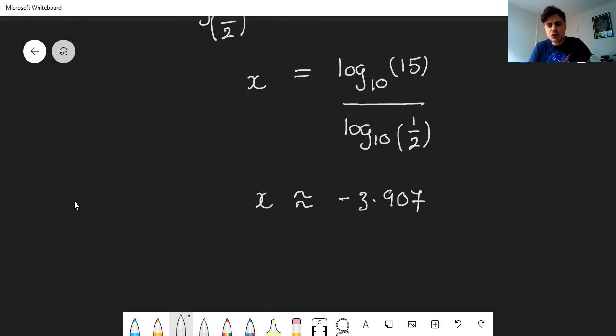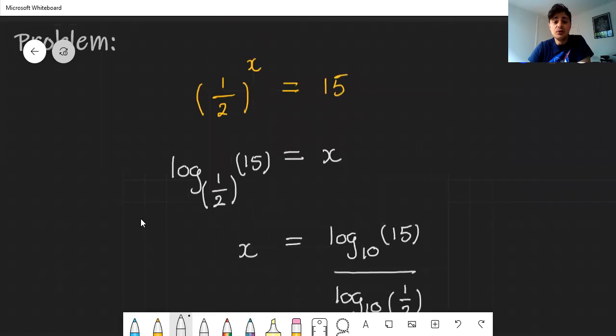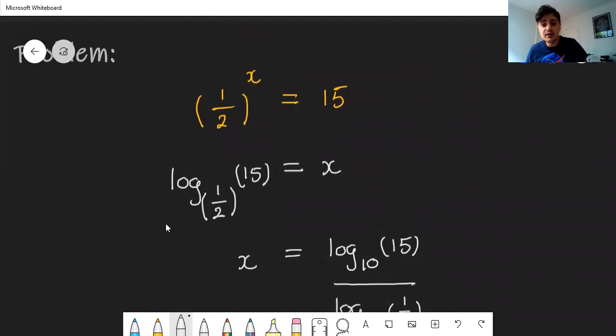So something like this, you would not be able to work out in your head. You wouldn't be able to guess that number. It's not part of your basic times tables, negative 3.907. But nevertheless, it can be easily solved if we use the change of base formula. After we know how to, of course, write things as a logarithm, to go from an index equation to a logarithmic equation and vice versa.